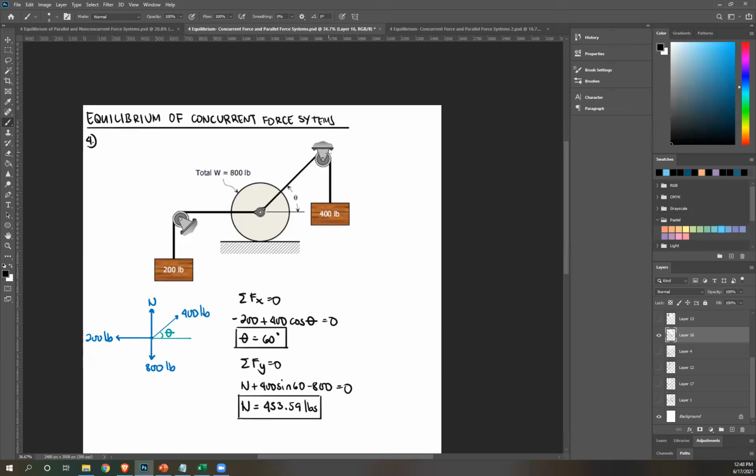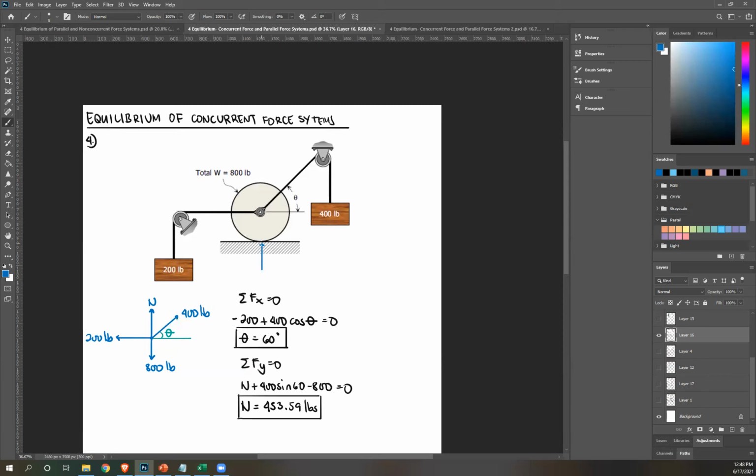This 400 pounds, even though it's at an angle, as long as it passes through a frictionless pulley to be exact, this also carries 400 pounds. So this line also carries 400 pounds. Okay? And again, it's a cord, so it's always tensile. So that's 400. And then we have a normal force here.